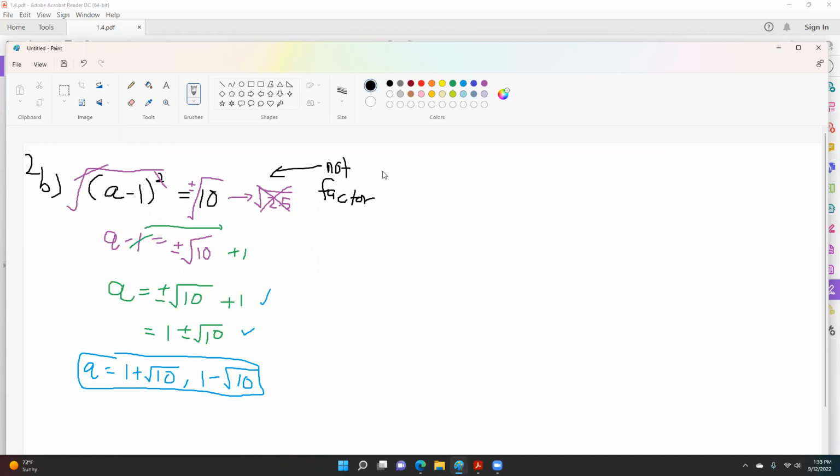So how do I know that this is not factorable? By looking at your answers. That is the one thing I can tell. If you just give me this question, I cannot tell you whether it's factorable or not. Once you finish solving it, then I can tell this is not factorable. One of the reasons why this is not factorable is that your solution is in square root form.